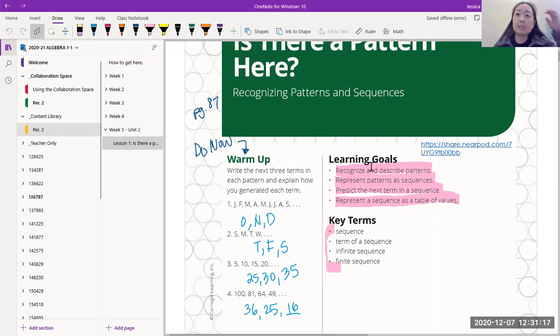So the learning targets are: recognize and describe patterns, represent patterns as sequences, predict the next term in a sequence, and represent a sequence as a table of values.